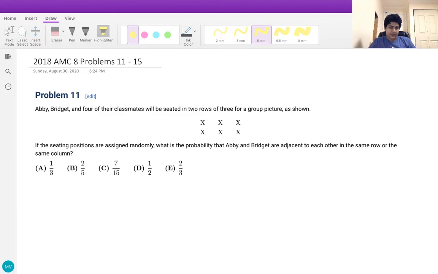This is Vishnu Manjipudi, and today we will be solving the 2018 AMC 8 problems 11 through 15. Let's begin with problem number 11.